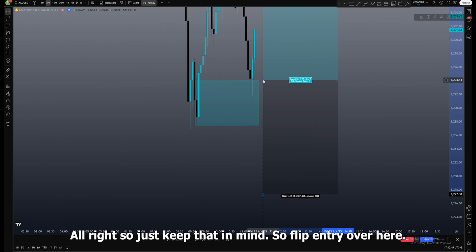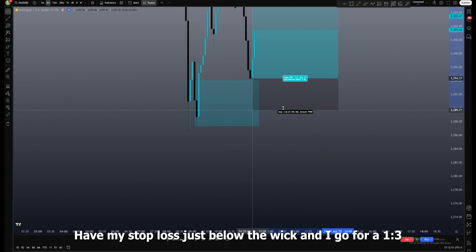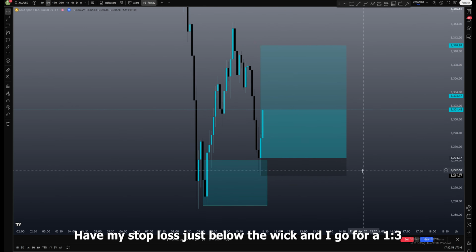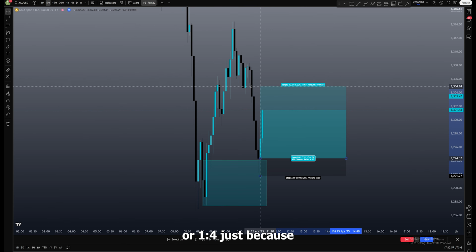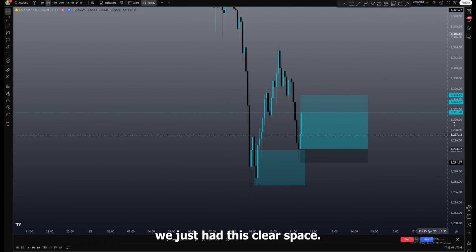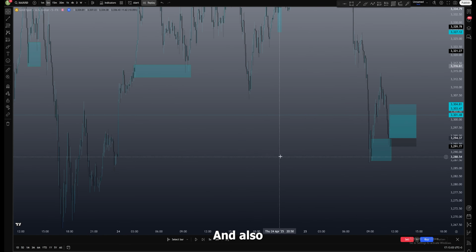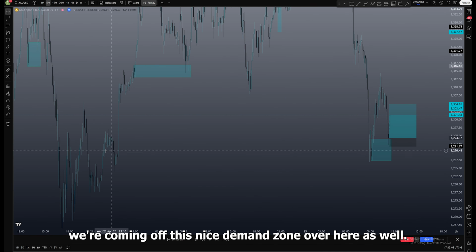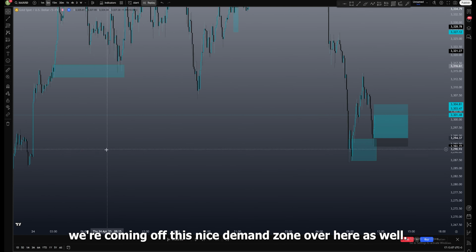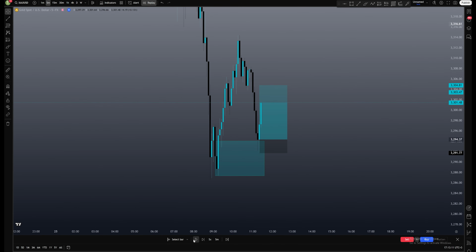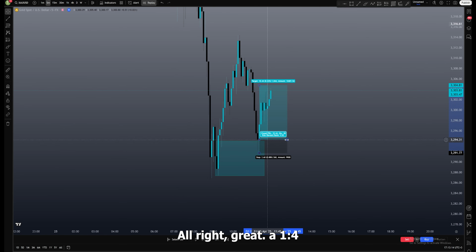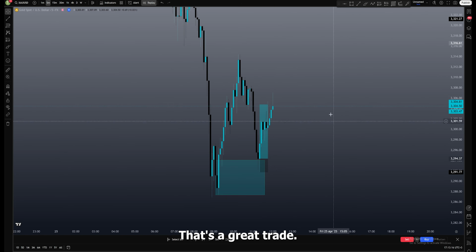So flip entry over here, have my stop loss just below the wick, and go for a 1 to 3 or a 1 to 4, just because we have this clear space, and also we're coming off this nice demand zone over here as well. So let's see if we can actually get a nice shade off here. All right, great, a 1 to 4. That's a great trade.